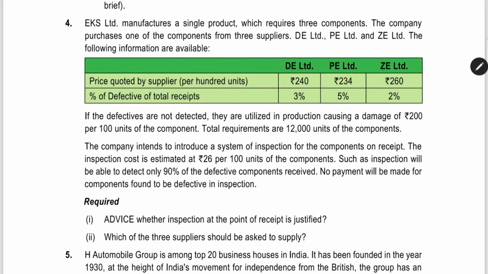The inspection process is that the company intends to introduce a system of inspection for the components on receipt. After receiving the purchase order, you will inspect those components. The cost of inspection is estimated at 26 rupees per 100 units of the components. If you check 100 units, you will get 26 rupees charge cost. Such an inspection will be able to detect only 90% of the defective components.